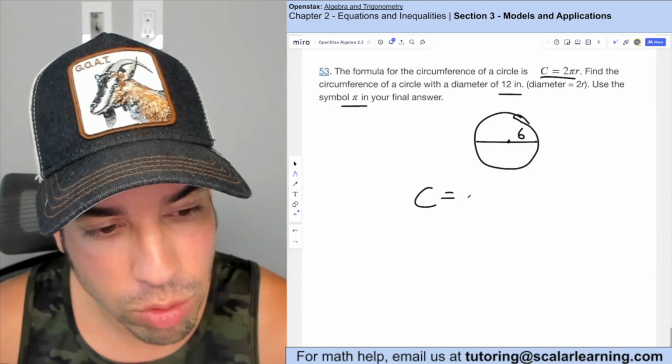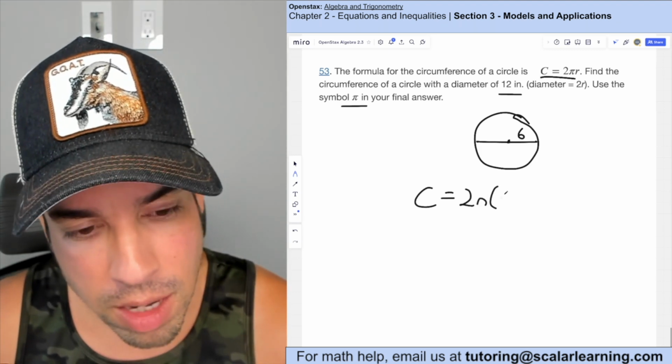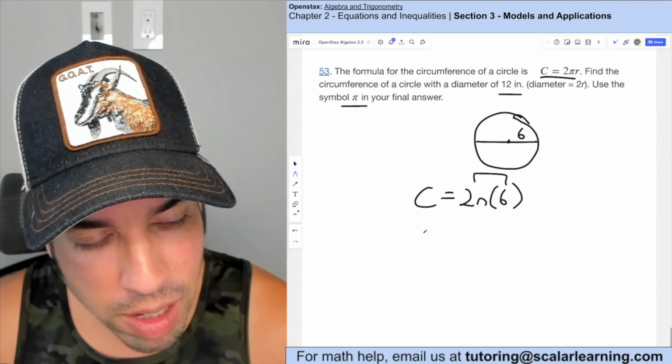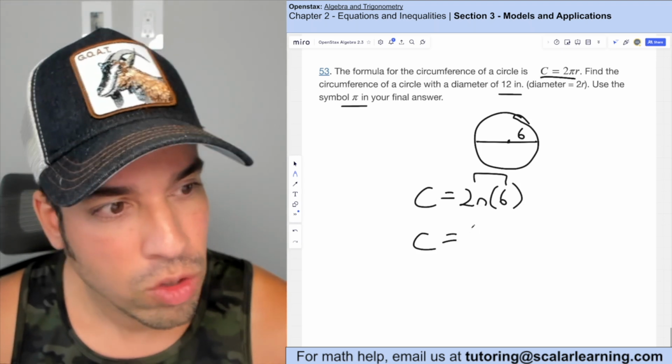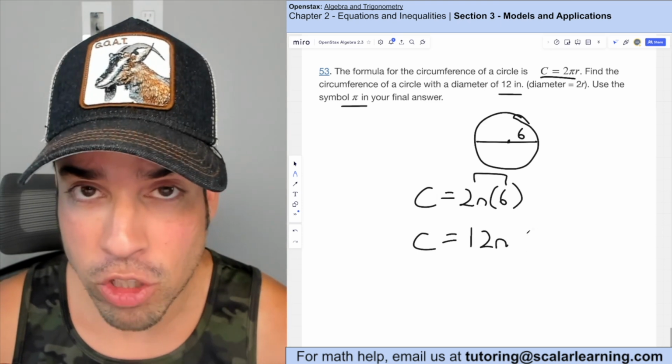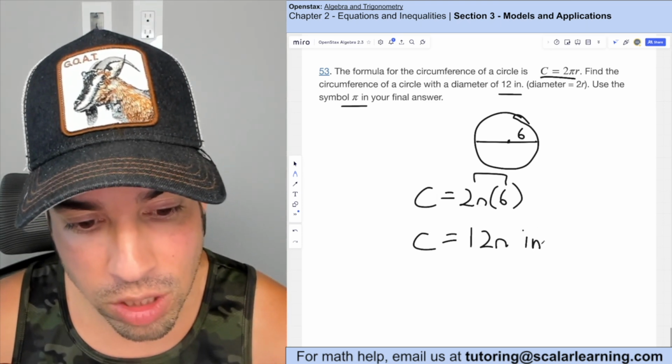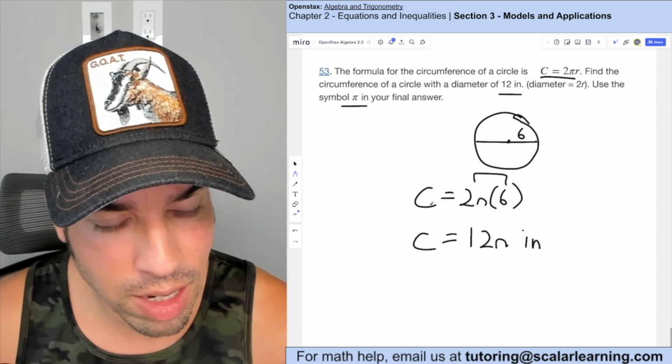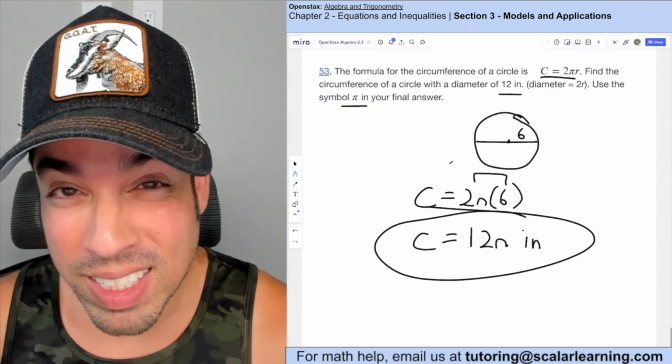So C equals 2 pi times 6. These guys multiply. The circumference is 12 pi, and circumference is a measurement of length, so that's just inches, same unit as the radius and diameter. Boom, done.